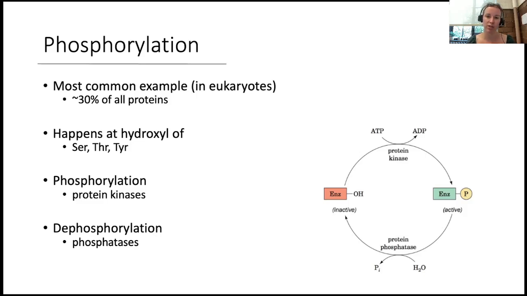It's phosphorylation. This is an extremely common example of covalent modification of proteins. About 30% of all proteins in our bodies can be phosphorylated or dephosphorylated. It's going to happen at the hydroxyl of either serine, threonine, or tyrosine. The proteins that perform the phosphorylation are called protein kinases. Proteins that remove the phosphate, or dephosphorylate, are called phosphatases.